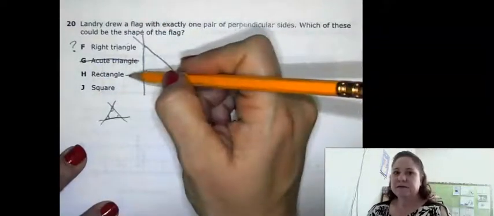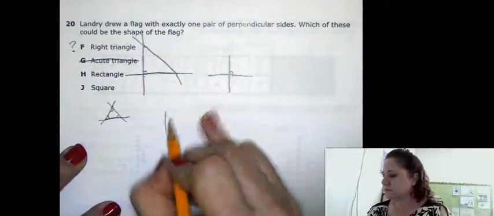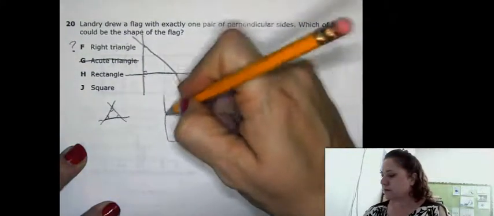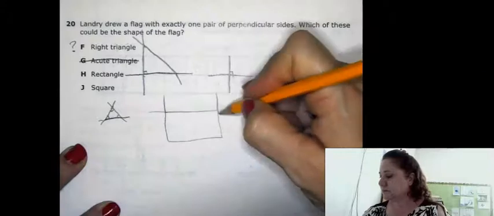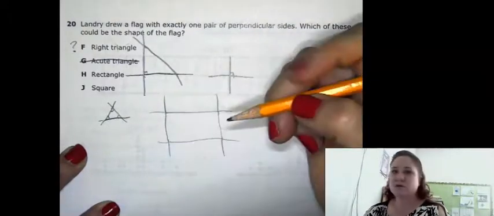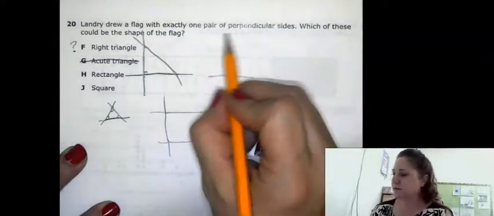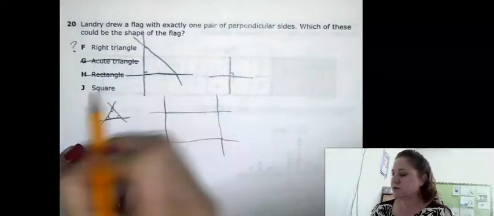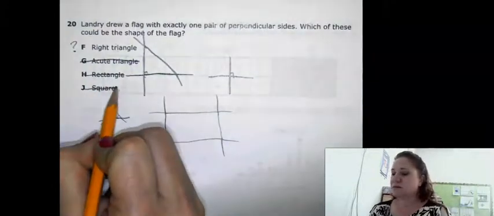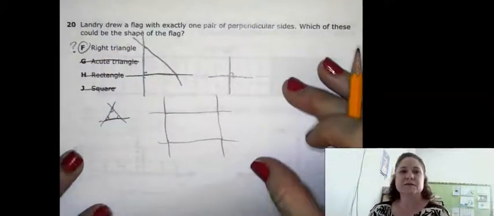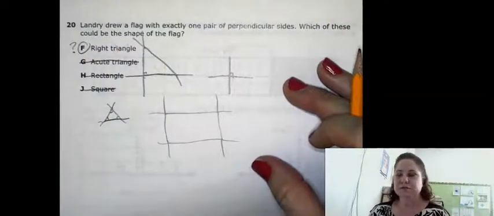Okay, what about a rectangle? Well, a rectangle is going to have 1, 2, 3, 4 sets of perpendicular. Okay, so that's not it. And a square is just a special type of rectangle, so that's not it either. So we were correct. It is the right triangle.